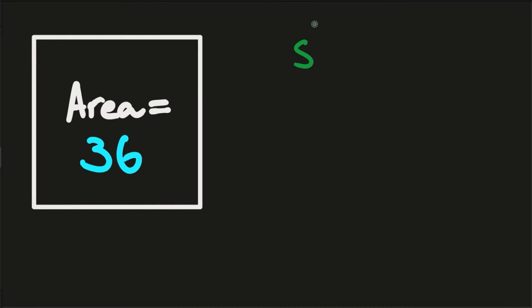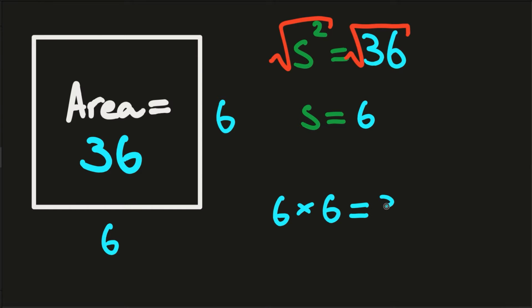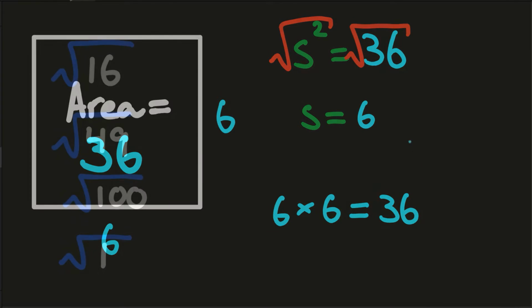Now we have a square with an area of 36. We know that there's a number that when multiplied by itself should give us 36. If we take the square root of both sides, we should get s equals 6. This means that in the square, each side length should be 6, because 6 times 6 equals 36.